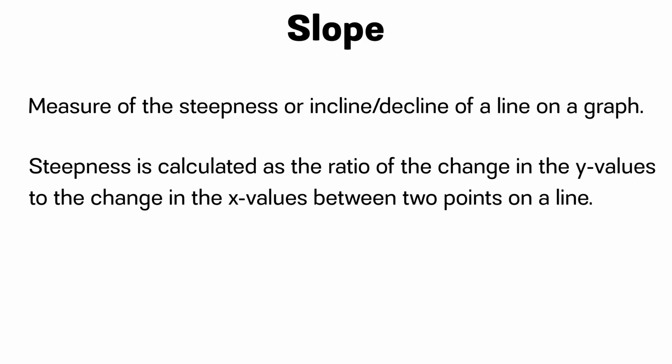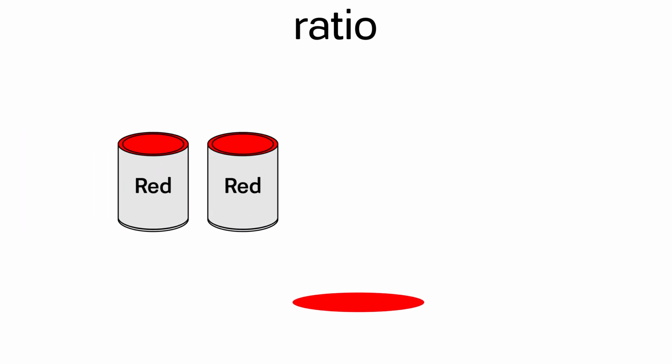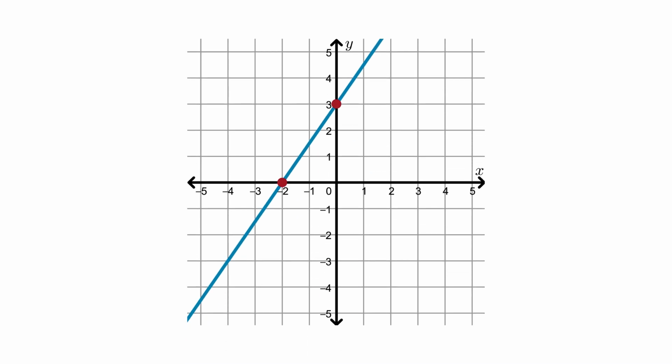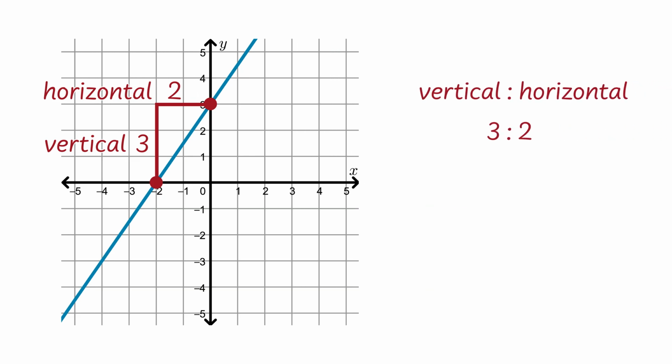If you remember from previous math, a ratio is a comparison between two quantities. For example, to make a certain color of paint, you might use 2 quarts of red for every 1 quart of blue, and we'd say this is a 2-to-1 ratio of red to blue. It's the same with slope. We are comparing the vertical steepness to the horizontal steepness and representing it as a ratio, and that leads us back to rise over run.